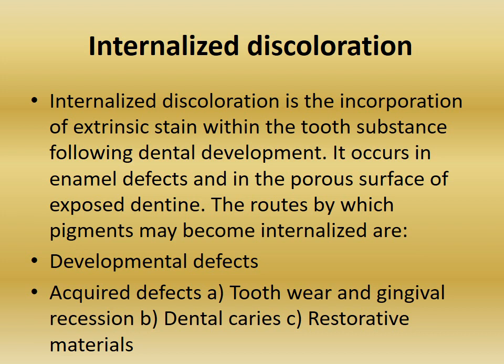Internalized discoloration. Internalized discoloration is the incorporation of extrinsic stain within the tooth substance following dental development. So it occurs in enamel defects and in the porous surface of exposed dentine. The routes by which pigments may become internalized are through developmental defects or acquired defects, such as tooth wear and gingival recession, dental caries, and through restorative materials.